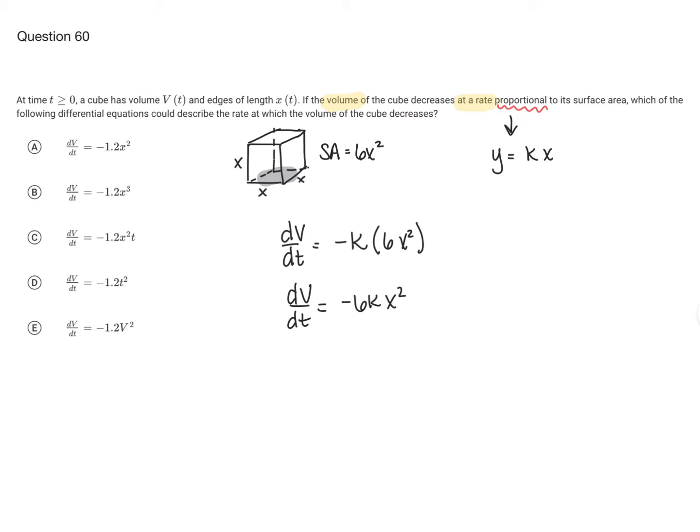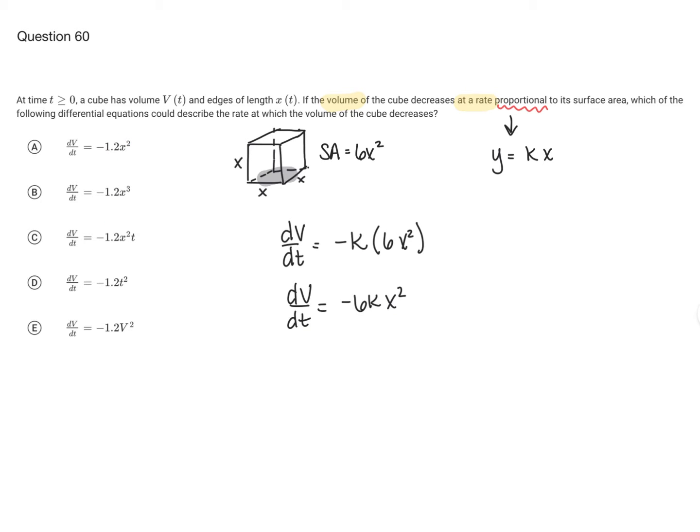A couple things I want you to pay attention to. One, in all of my answer choices, I only have one place where I only have x squared. This doesn't have a t attached to it. It's not multiplied by the time. It's dealing with the sides. It's not dealing with the volume. It's not dealing with x cubed. So it really can only be x squared.